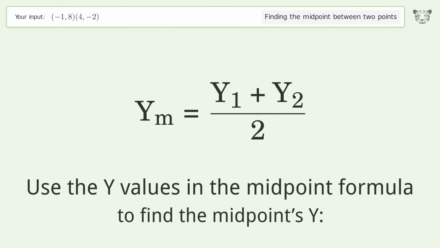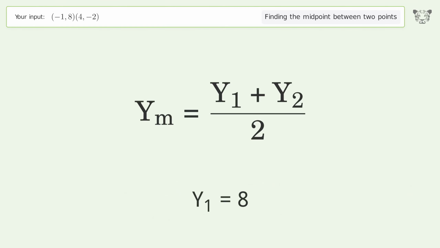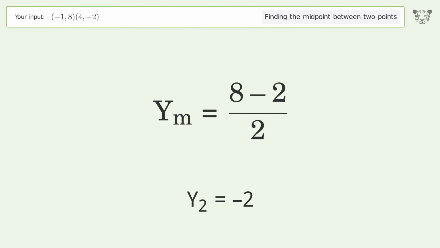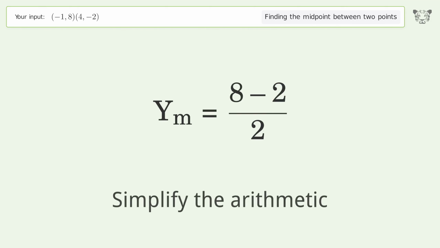Use the y values in the midpoint formula to find the midpoint's y. y1 equals 8. y2 equals -2. Simplify the arithmetic.